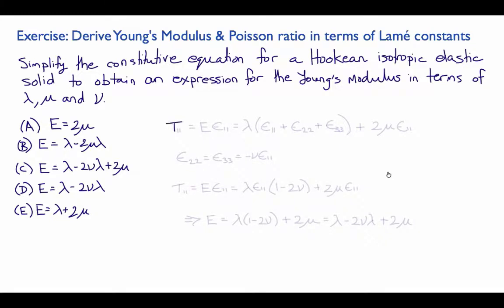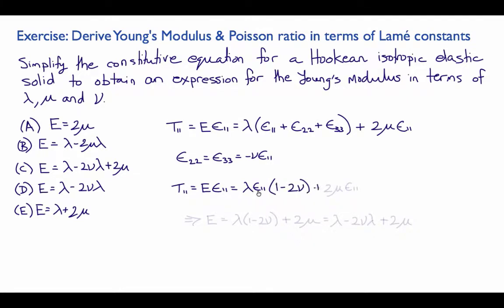So let's start by writing an equation for the special case of uniaxial tension, which would be T11 equals E times epsilon 11 by definition of E, which from the constitutive equation for the Hookean elastic solid will be lambda times epsilon 11 plus epsilon 22 plus epsilon 33 plus 2 mu times epsilon 11. Now, making use of the definition of the Poisson ratio, namely that epsilon 22 and epsilon 33 in this case are equal to minus nu times epsilon 11, then we get that E times epsilon 11 is lambda times epsilon 11 times 1 minus 2 nu plus 2 mu times epsilon 11.